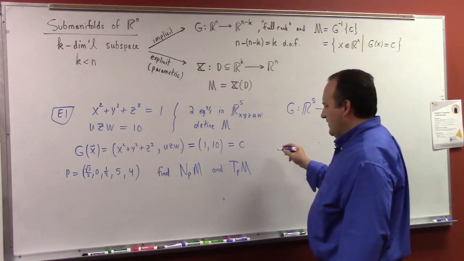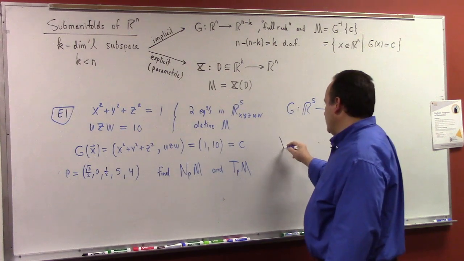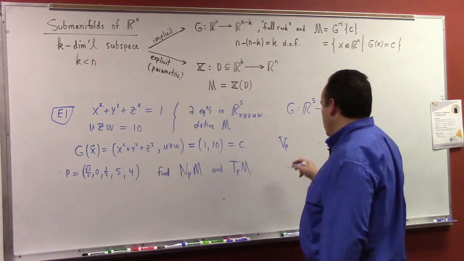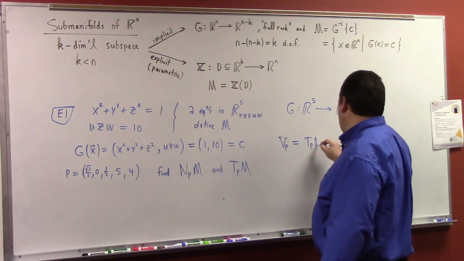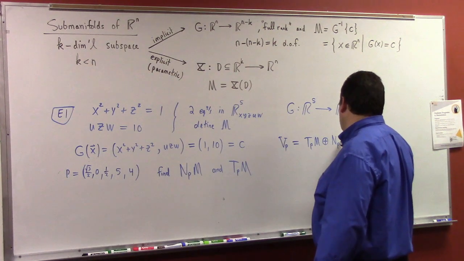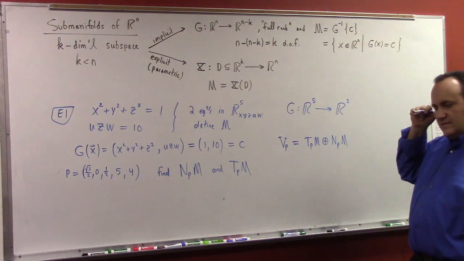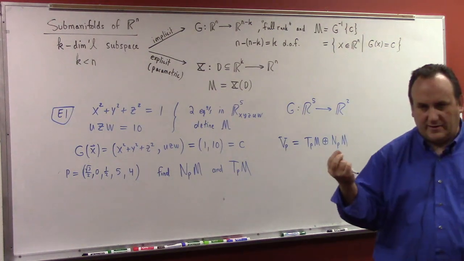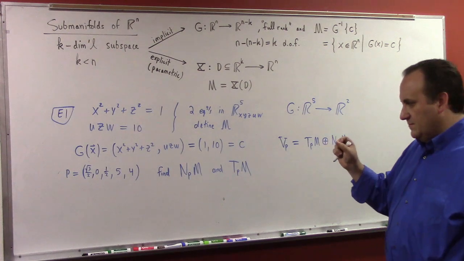I forget what my notation is, but let's suppose that VP is the space of all vectors based at P. Then you can see that the space VP is the direct sum decomposition of the tangent space at P to M and the normal space at P to M. It's in fact an orthogonal direct sum, orthogonal with respect to the natural dot product in Rn inherited at the point P.